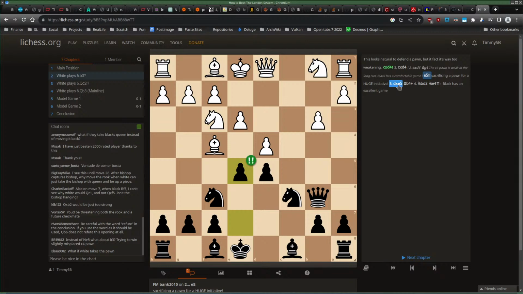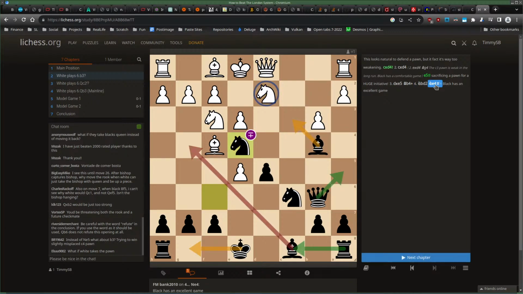D takes e5. Why would this guy take with a pawn immediately? Bishop b4 check. And that knight develops. Knight e5. Black has an excellent game. Well, it's all nice and dandy, but I need to understand how to play this then, from here on out. Because I have no clue.